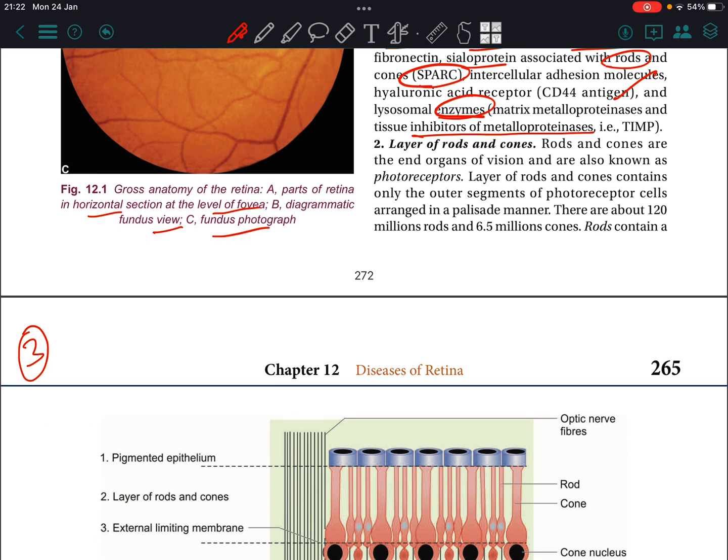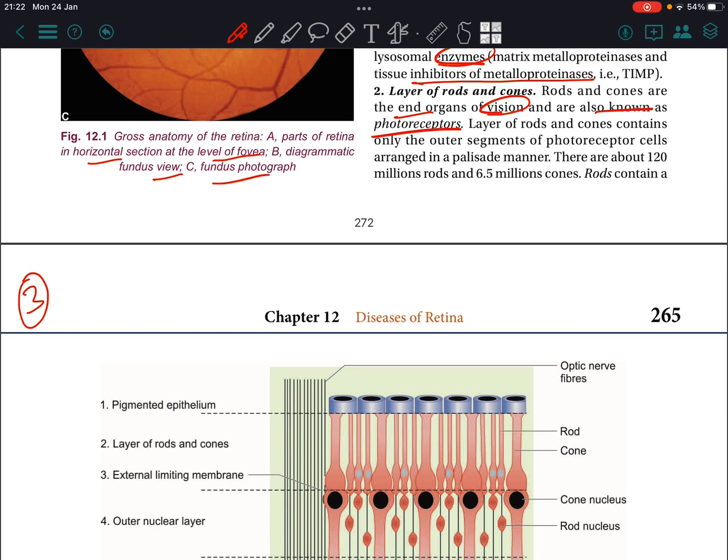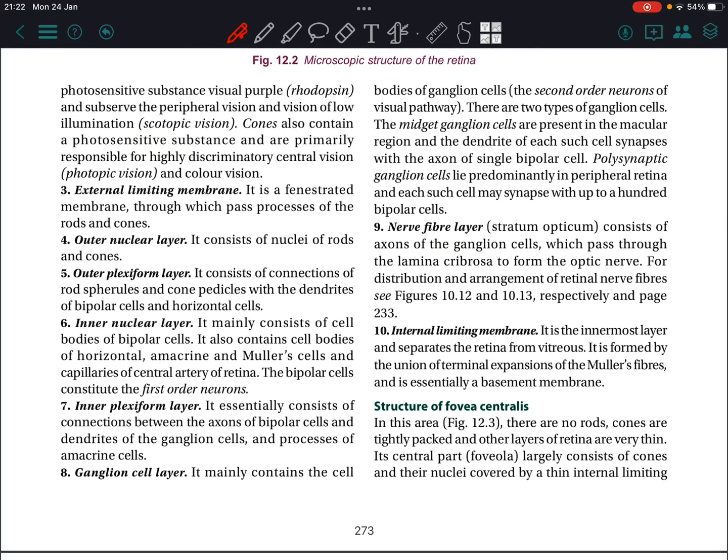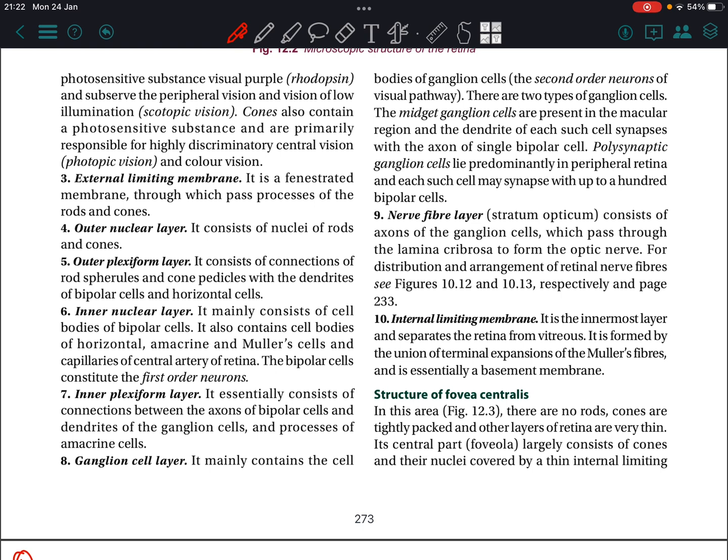Layer of rods and cones. These are the end organs of vision and are also known as photoreceptors. This layer contains only the outer segments of the photoreceptor cells arranged in a palisade manner. There are about 120 million rods and 6.5 million cones. Rods contain the photosensitive substance visual purple, rhodopsin, and subserve peripheral vision and vision of low illumination, scotopic vision. Cones contain a photosensitive substance and are primarily for highly discriminating central vision and color vision.